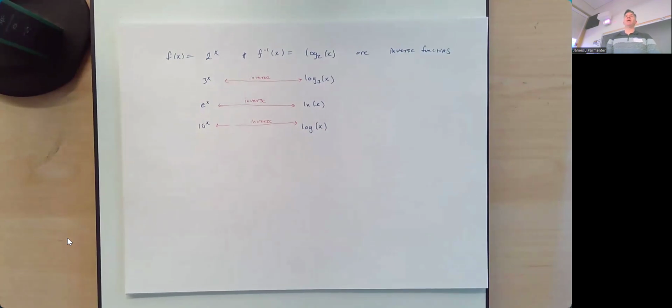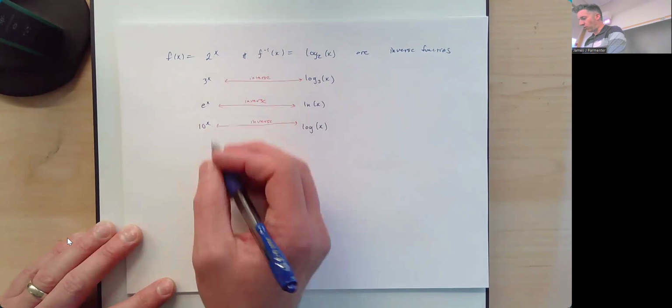Well, I would say it's the undoing. It's the fact that one of these functions exactly undoes what the other function does. So what that really means is that their composition gets you back to where you started. Let me show you what I mean.